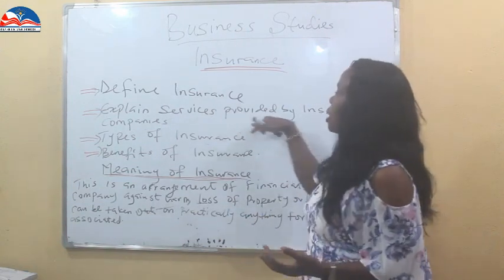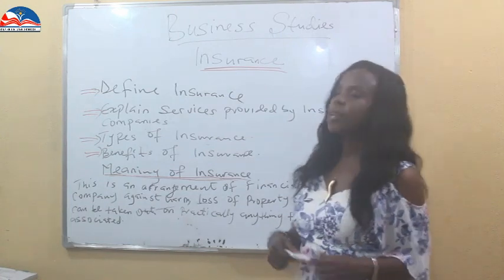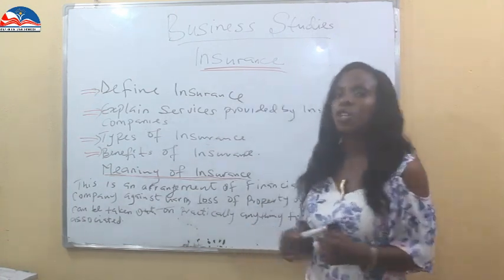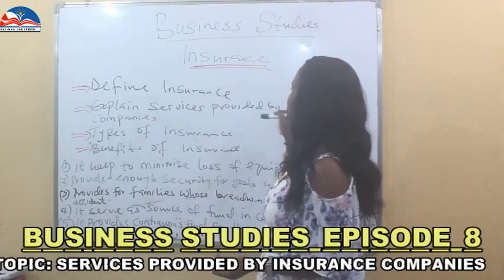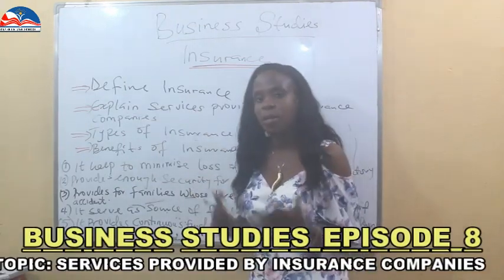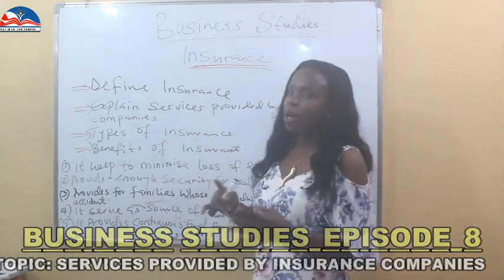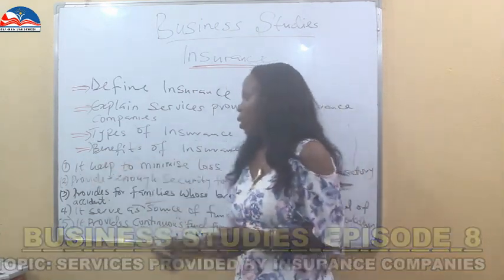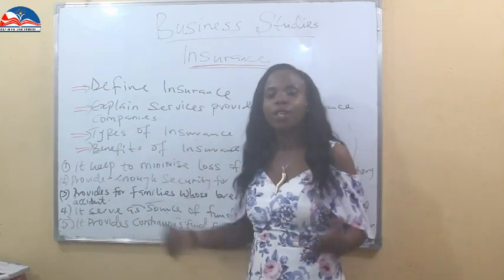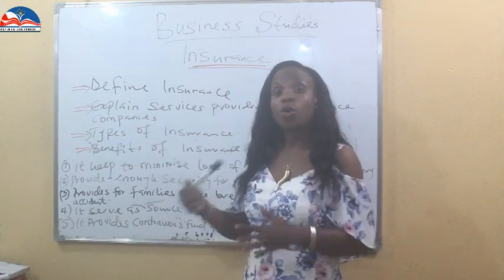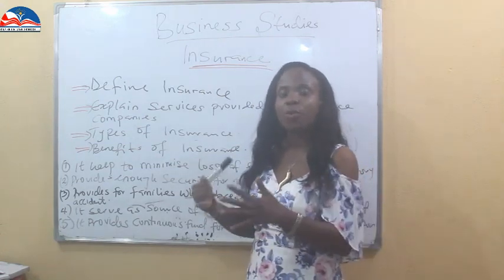Now let's go to the next one. Services provided by insurance companies. What are the services that insurance companies provide for us? One, they help us to minimize losses of equipment or our factory building. When we talk about types of insurance, we'll see the different types of insurance and what they cover.